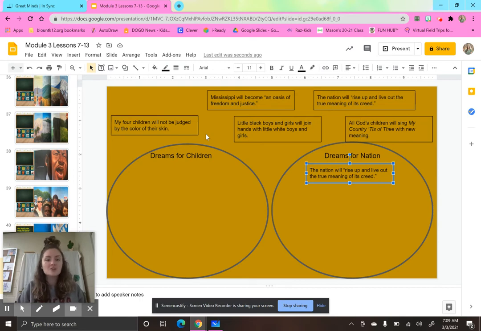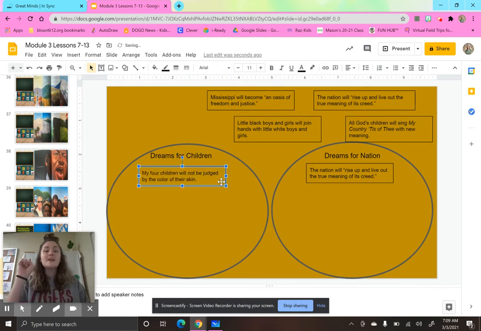My 4 children will not be judged by the color of their skin. Was that a dream for children or for the nation? Tell me in the puzzle. It was a dream for his 4 children, right? His dream was that his children would not be judged by the color of their skin, but by the content of their character. And that topic-specific word children told us where it needed to go.